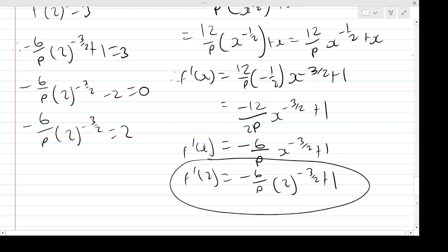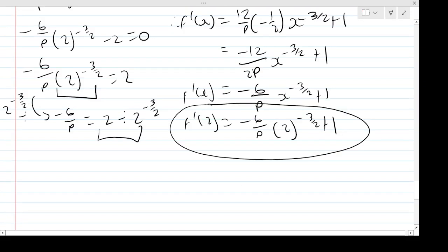What I can then do is recognise I have minus 6 over p, the fraction, times by 2 to the minus 3 over 2. I can divide by that, right? So if I divide by this whole 2 to the minus 3 over 2 on both sides, I get minus 6 over p is 2 divided by 2 to the minus 3 over 2, right?